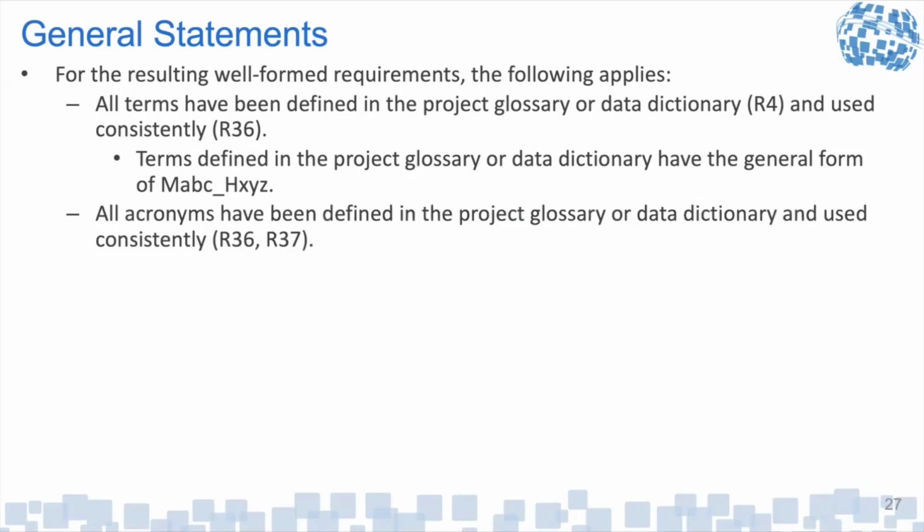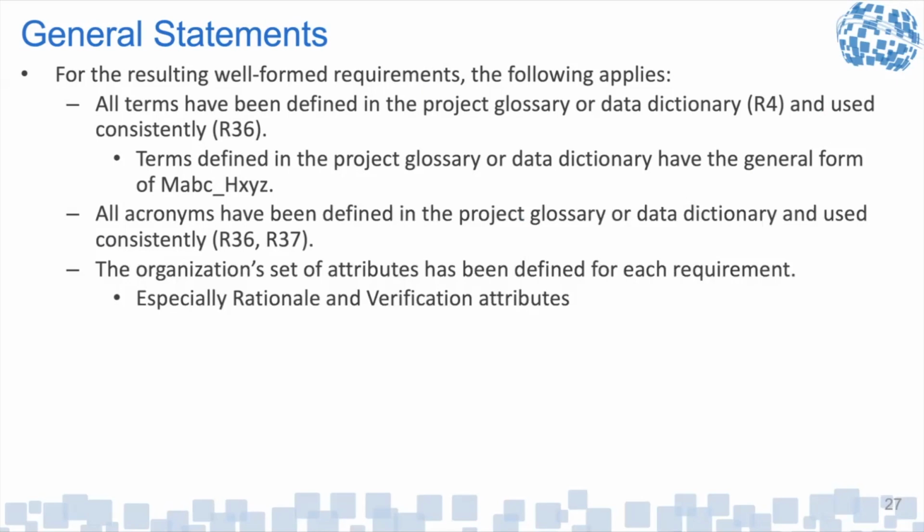Assume all acronyms have been defined in the project glossary or data dictionary and used consistently. The organization's set of attributes has been defined for each requirement. Due to space limitations, I wasn't able to include attributes. There's a couple where I have rationale to better communicate the point that's trying to be made, but make sure you have the rationale and the verification attributes as a minimum defined.